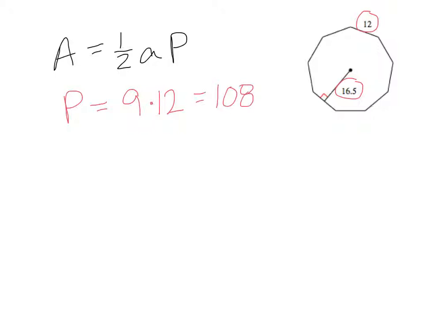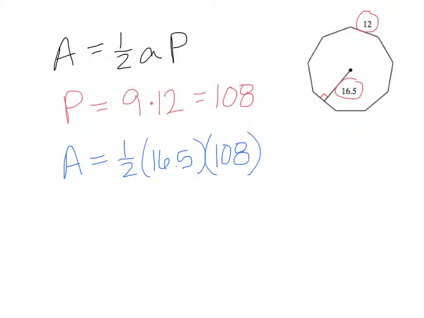Since we're given the apothem in this problem, the area part is really not too bad at this point. The area is going to be 1/2 times the apothem, which is 16.5, times the perimeter, which is 108. So, utilizing our handy-dandy calculators, we can see that the area of this nonagon is 891 units squared.